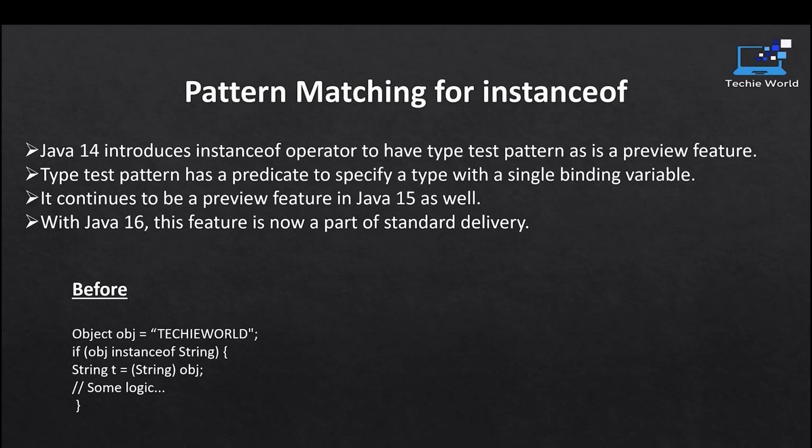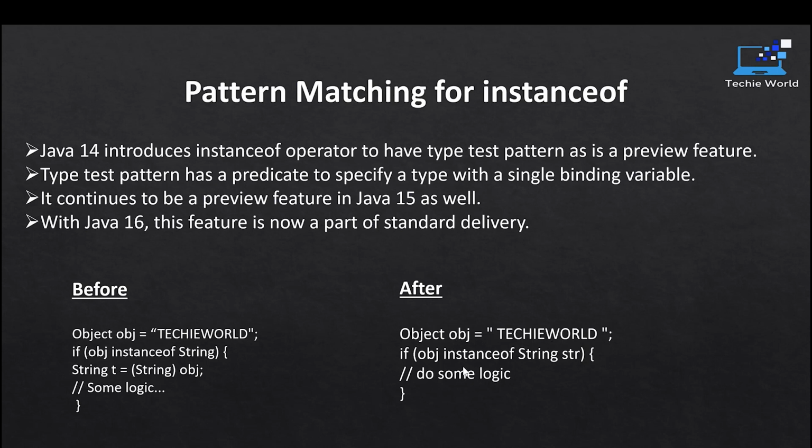But the extra line that is coming here, you can see String t = (String) obj, this casting and then assignment of this t variable with the object. Now after this feature, what we can write is Object obj equal to TechieWorld, it's the same example, but in the if block, you can see obj instanceof String str, so you are able to assign this object to the variable str in the if block itself. So basically you are reducing one line of code, right? You are optimizing your code by one line. So that's the main difference in pattern matching for instanceof operator.